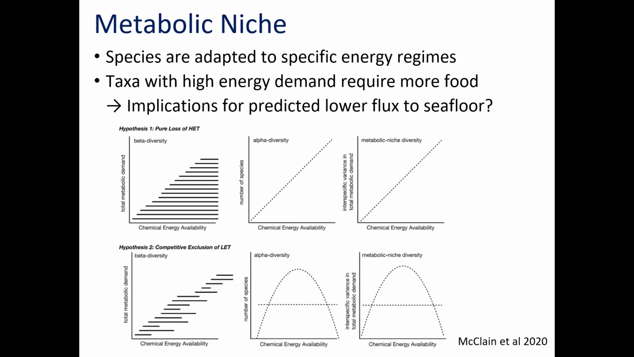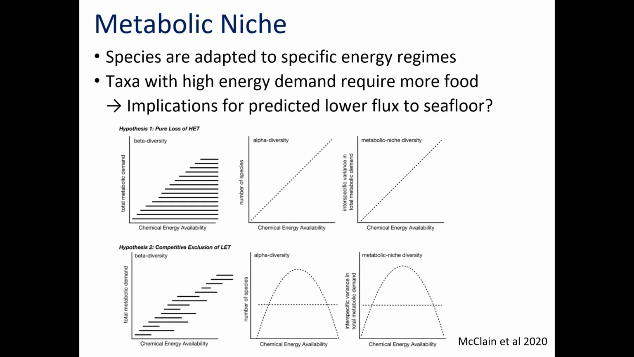They say that species are adapted to these specific energy conditions in their setting. If we dampen the amount of flux to the seafloor, then we might expect those taxa that have high energy demands, like bivalves, for example, to be challenged in certain settings because they just require more food. There are a couple of different hypotheses here about what we might expect to see with changes in flux. The axes are the total metabolic demand on the y-axis, and the chemical energy availability, the amount of food, on the x-axis.